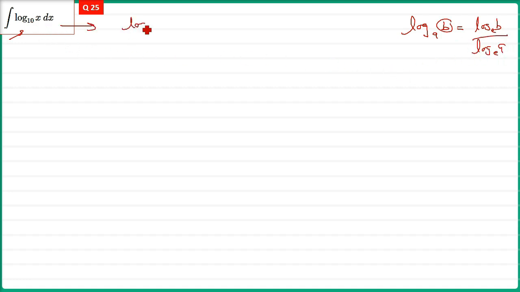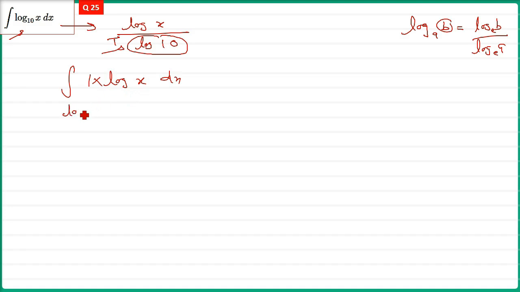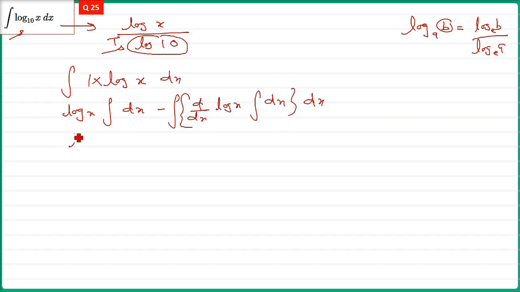We have to write this as log x divided by log 10, and please remember the base is e. Log 10 is constant, so you don't have to worry about it. You will just keep it in a temporary bag. Log x we have to integrate. Now assume that it's multiplied by 1, and the first function and second function will be taken accordingly. That is log x integration of dx minus integration of d by dx of log x and integration of dx. This is with dx. So log x, integration of dx will be x. Here also log x differentiation, integration of dx will be x only. d by dx of log x will be 1 by x.